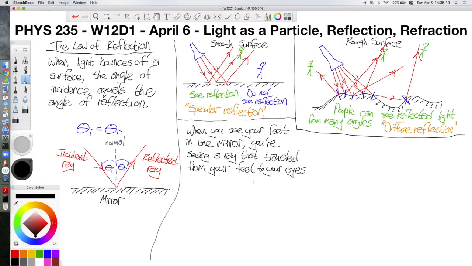So in terms of a diagram, that might look something like this. We have our mirror with the reflective surface facing towards you, and then we have you, the beautiful stick figure, and I'm going to draw the eyeballs of the stick figure here. And so if you're going to see your feet in the mirror, a light ray must have traveled from your feet to your eyeballs in straight line paths, obeying the law of reflection, so this angle is equal to this angle, and that is how you are able to see your feet in the mirror.